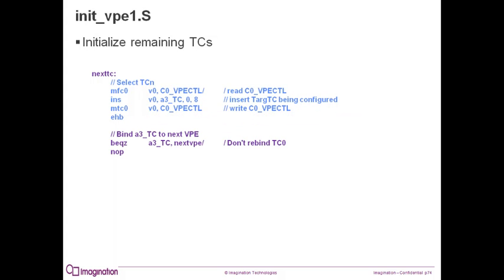The code checks to see if the current TC in the loop is TC0. If it is, it branches forward to the next section since it doesn't want to reinitialize itself. The TC should be halted before the code starts changing its configuration. To do that, a 1 is placed in V0, then moved to the TC halt register. The code executes an EHB to ensure the move has taken effect.